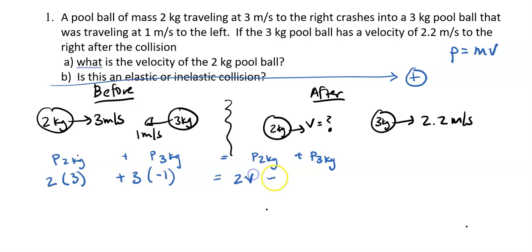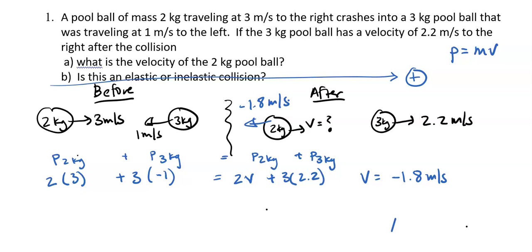Equals 2v plus 3 times, this is going to the right, so positive 2.2. Cool. I go ahead and do some good old math, and I get the velocity of the unknown to be negative 1.8 meters per second. Okay, I guess that makes sense because afterwards, this 2 kilogram is going to bounce back in the opposite direction. Cool. So physics just told us how it should work out. That's nice. I like that.